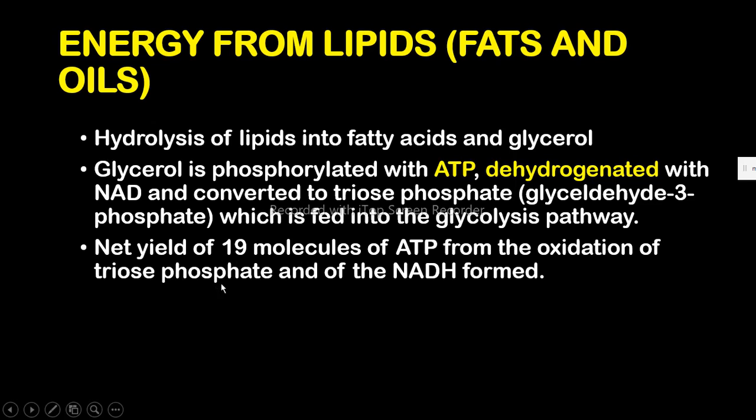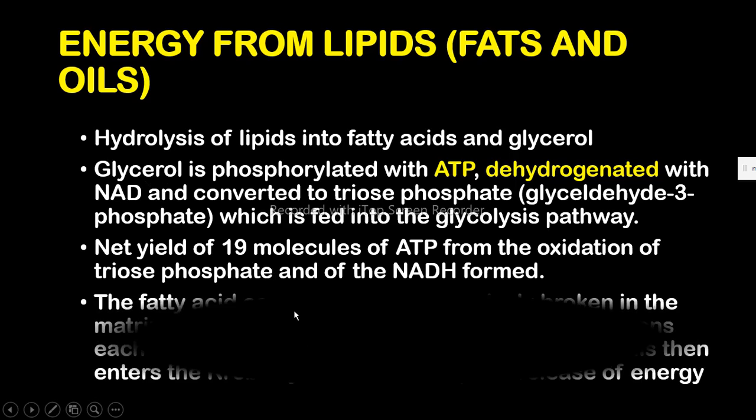The net yield is 19 molecules of ATP from oxidation of a triose sugar and the NAD. Why 19? Because remember, for glucose, they are 38. But after splitting, there are 2 molecules that are running. But now this one is just a glyceraldehyde that is formed from one glycerol. So what does that mean? It will just be 38 by 2, which is 19 molecules of ATP that will be formed.